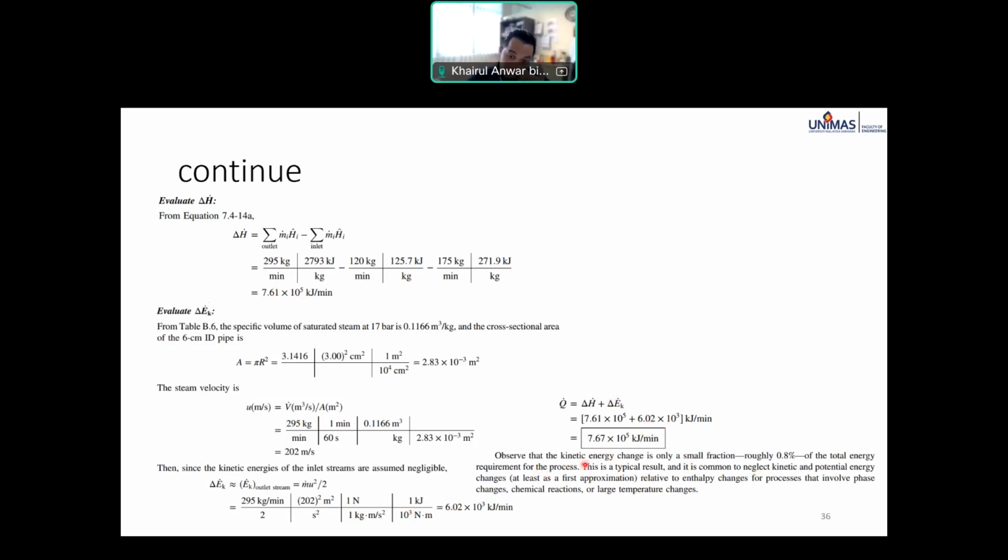So the kinetic energy change is only a small fraction, roughly 0.8% of the total energy requirement for the process. This is a typical result. It is common to neglect kinetic and potential energy changes, at least as a first approximation, relative to enthalpy changes for processes that involve phase changes, chemical reaction, or large temperature changes.